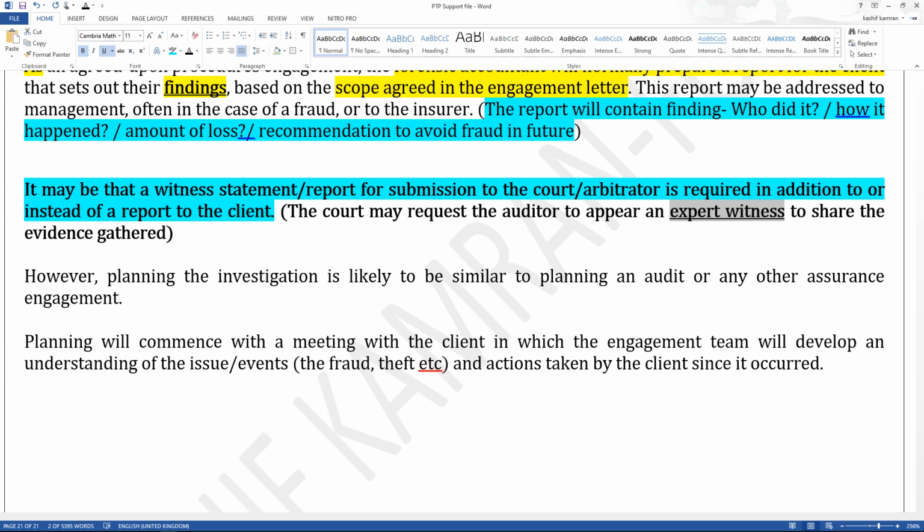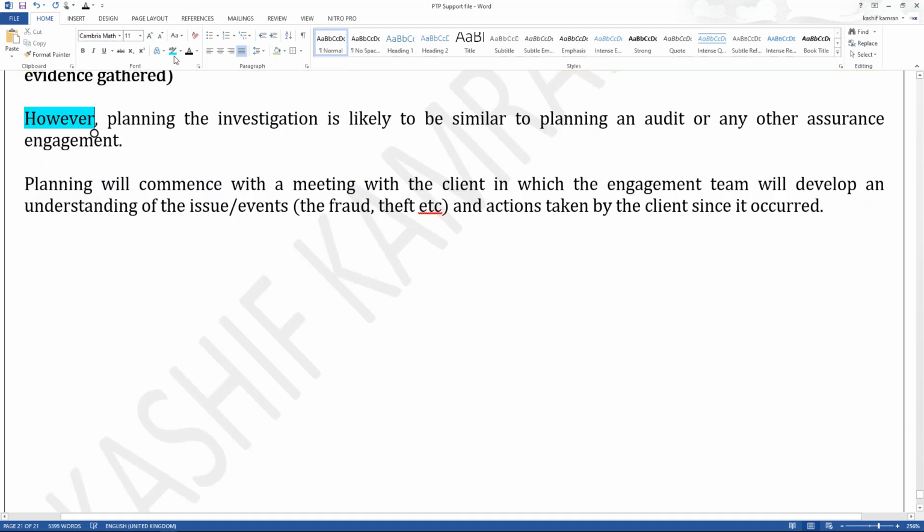Next para. However, when you are planning the forensic investigation, it is likely to be similar to planning an audit or any other assurance engagement.